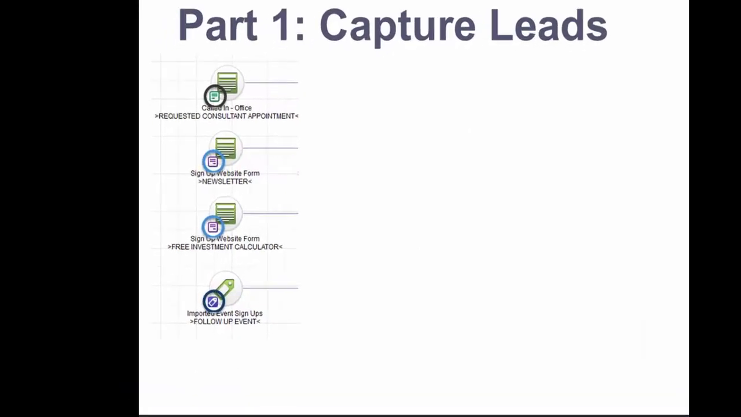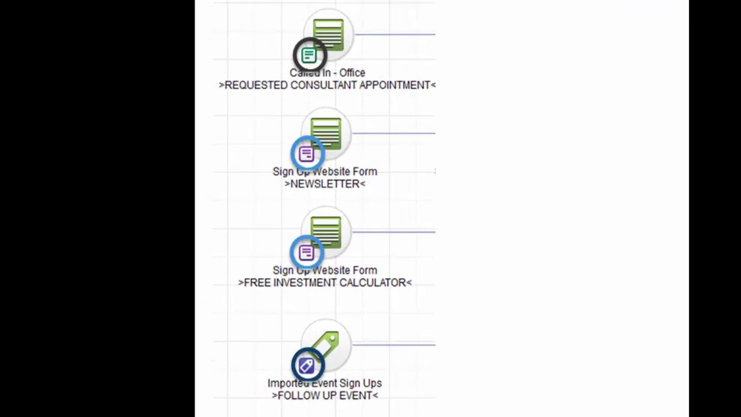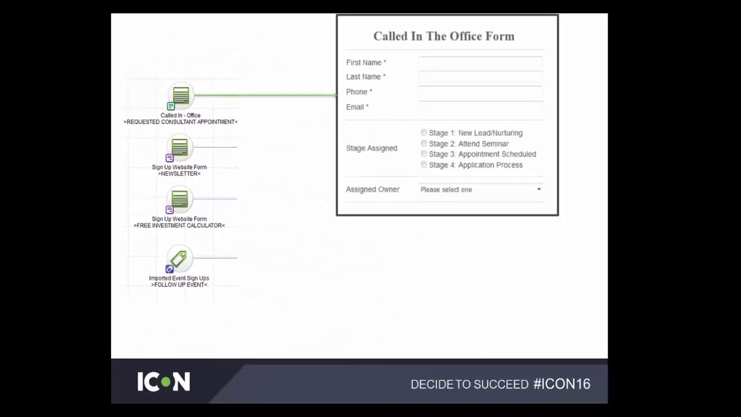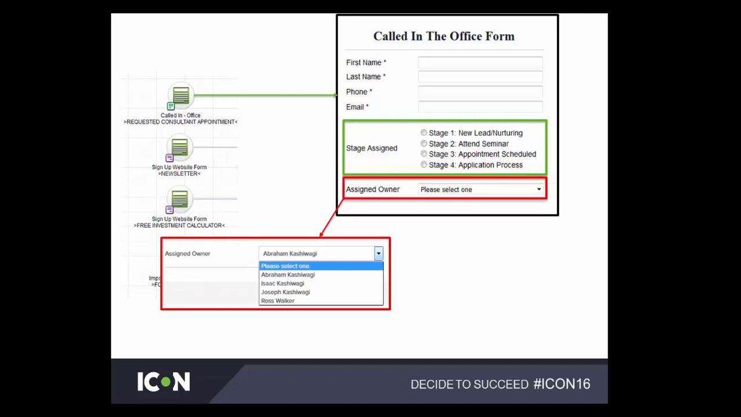Okay, bottom left-hand corner, remember, that's how you know what the goal does. The first goal we have up is an internal form, and that's what the internal form looks like. This internal form is for when people call in the office, requesting consults or appointments. This is a secretary answering the phone, putting in their information, assigning it a stage, knowing that this person has already attended a seminar or that they need an appointment scheduled, and scheduling that appointment right there on the site, and then assigning it an owner. So, assigning an owner to one of the Kashawagis or Ross Walker.